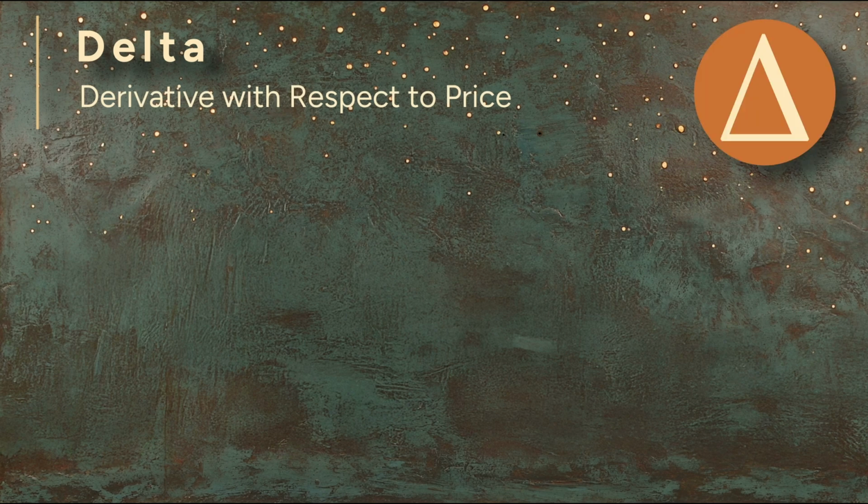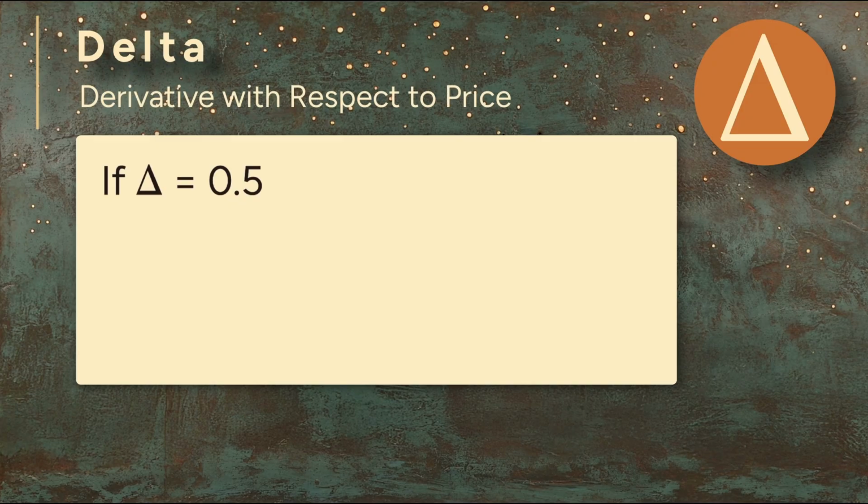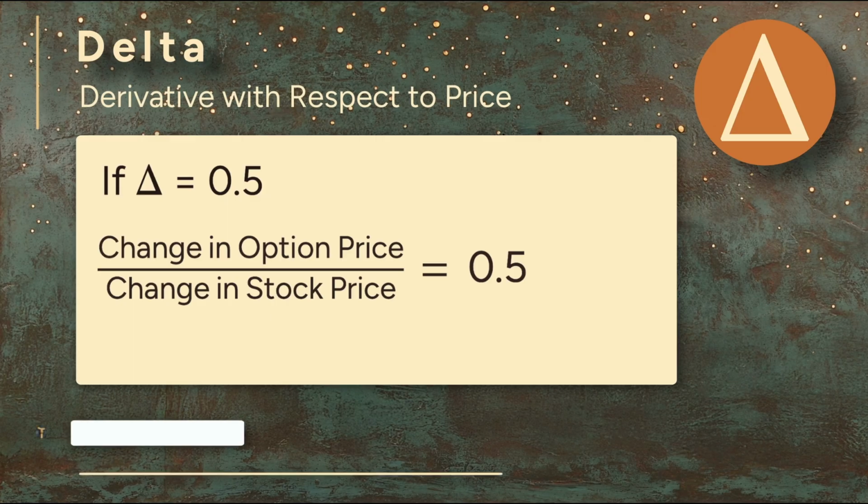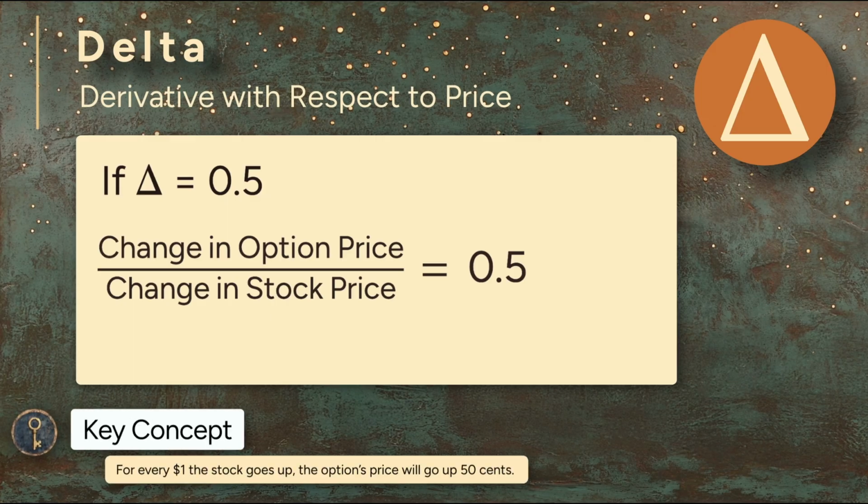Delta measures how much the value of an option changes when the price of the underlying stock changes, all other things being equal. If delta is 0.5, then the change in the option price divided by the change in the stock price is 0.5. This means for every $1 the stock goes up, the option's price will go up about 50 cents.